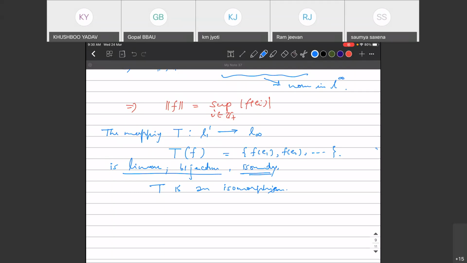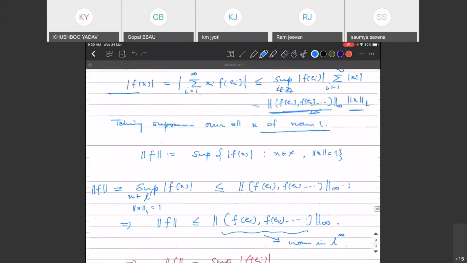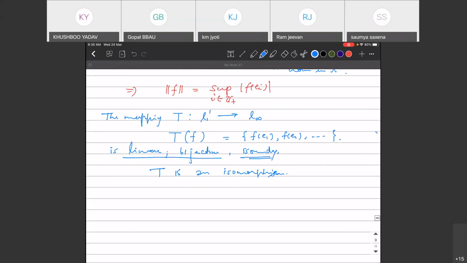Okay. So this is how we prove. The same procedure we followed yesterday while proving Rn. So the dual space of Rn is Rn. Do you remember this thing?